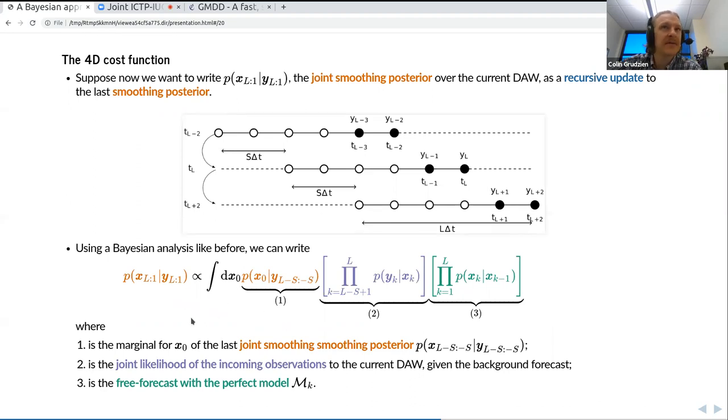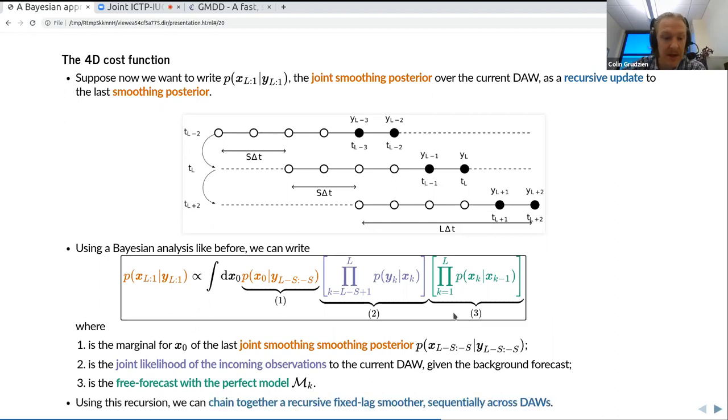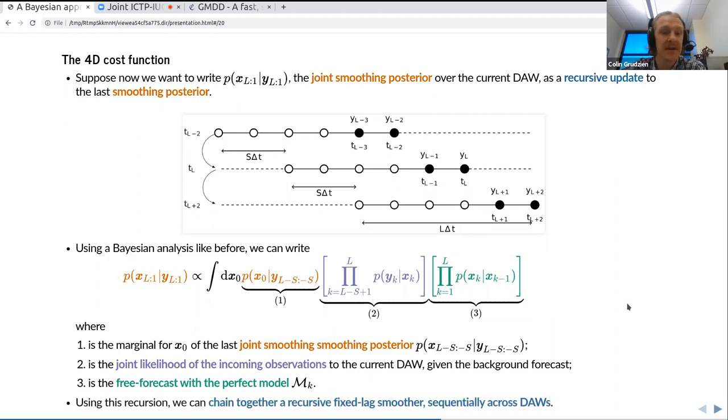And so this gives formally, in the same way that we saw this filtering recursion, the 4D smoothing recursion, which is used quite widely through many styles of schemes. And using this recursion, we can chain together a recursive fixed lag smoother sequentially across these data assimilation windows, shifting in time.